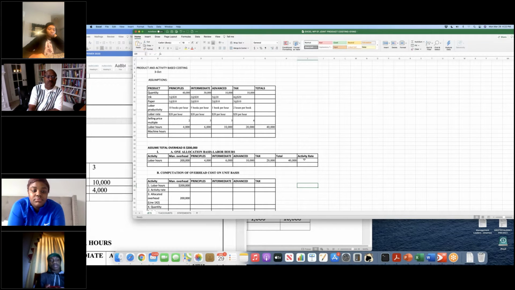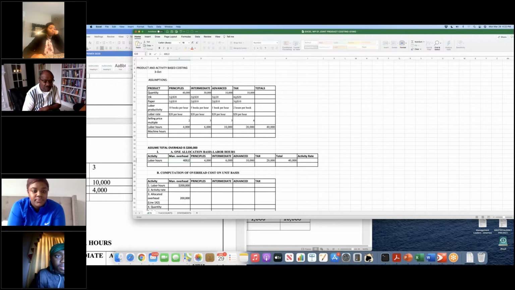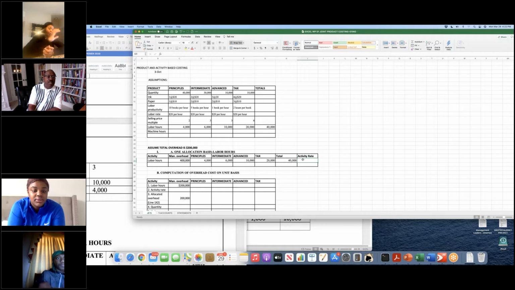So what's our activity rate? 10. How did we get 10? Wasn't the manufacturing overhead 400,000? That's what it's saying. Right? You get 10 by dividing the manufacturing overhead by the total labor hours. Give me the formula to do that automatically in Excel.